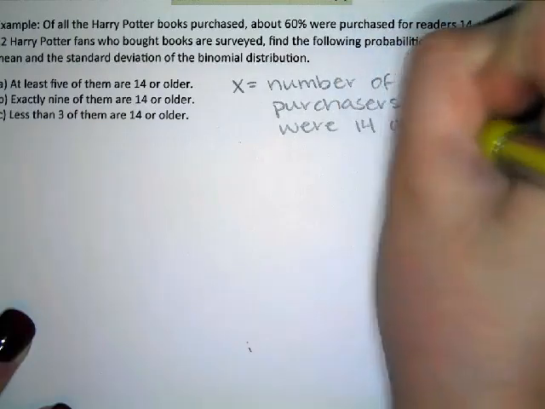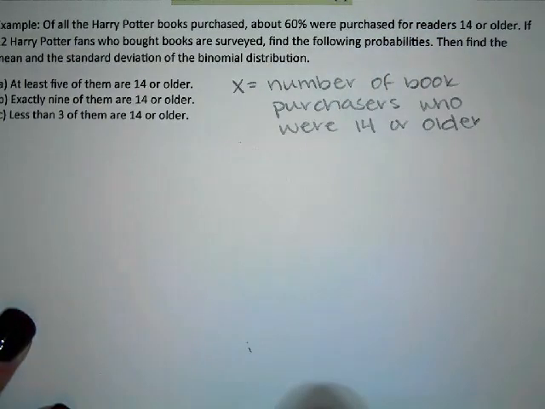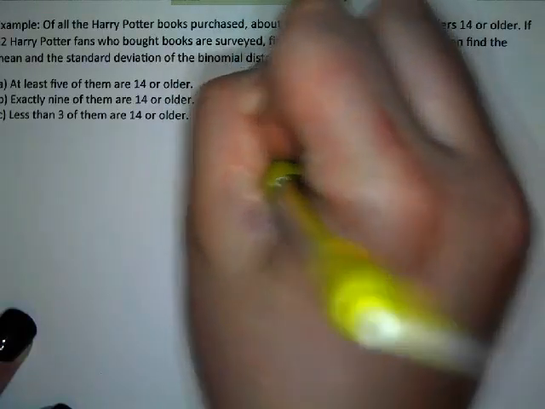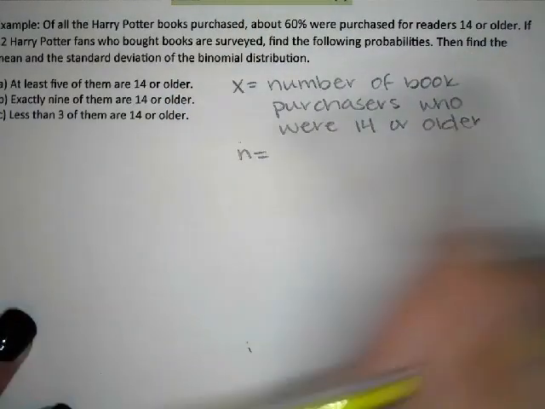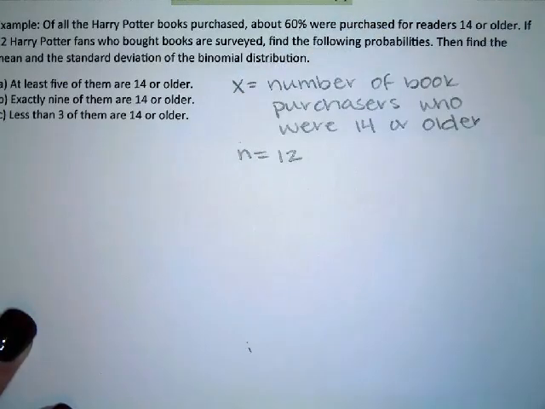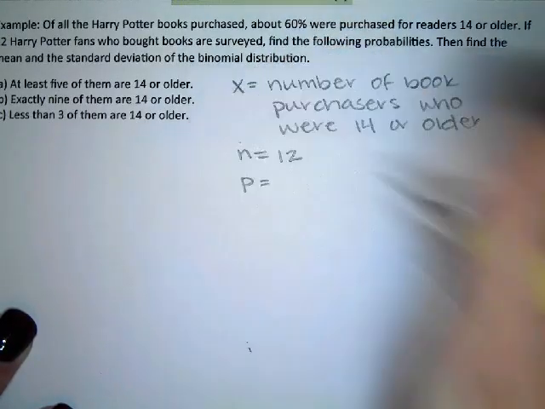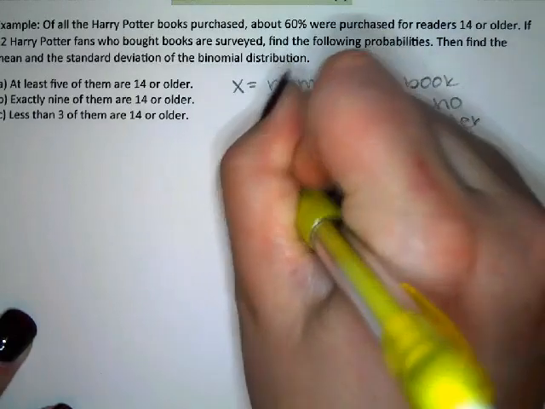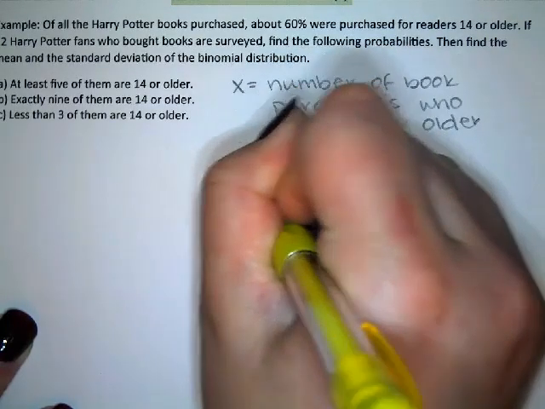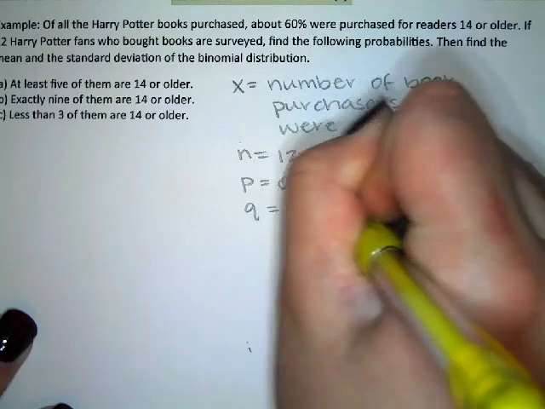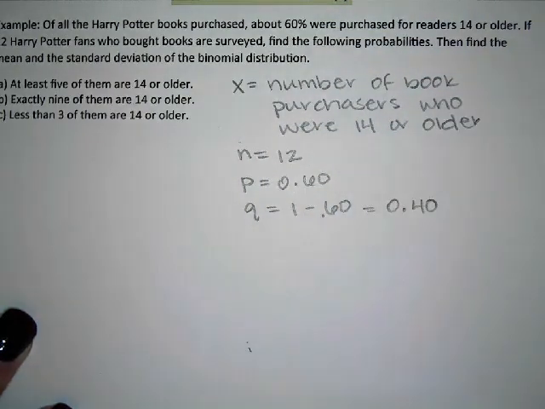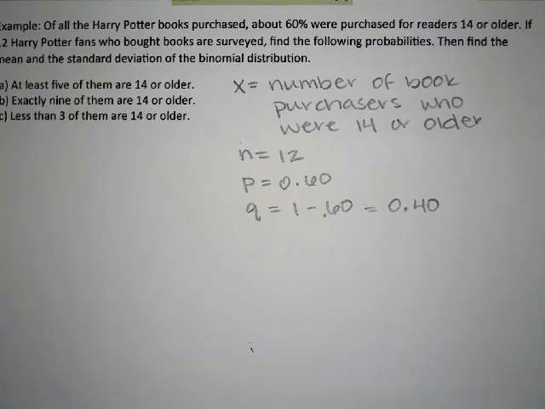Next, we want to look at how many trials we're talking about. So it says 12 people who bought books, so 12. The probability of success is 60%, so 0.60, and then the probability of failure is the complement of that. So 1 minus 0.60 is 0.40, or 40%.